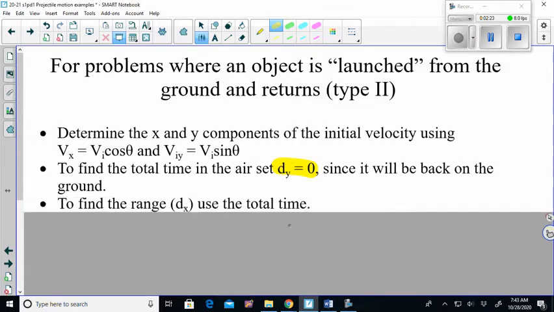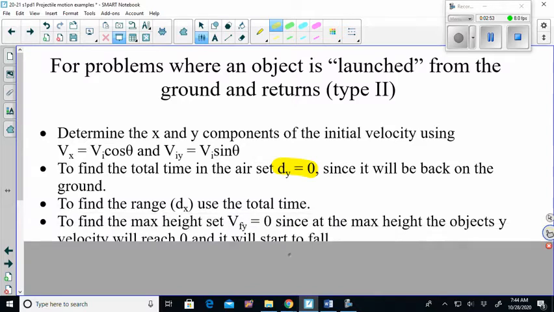And finally, to find the range, we talked about range, how far it goes in the x direction. I'm going to use that total time in the air along with dx equals vxt. The velocity component in the x direction multiplied by the time it's in the air. It's going to give me the range or distance in the x direction.